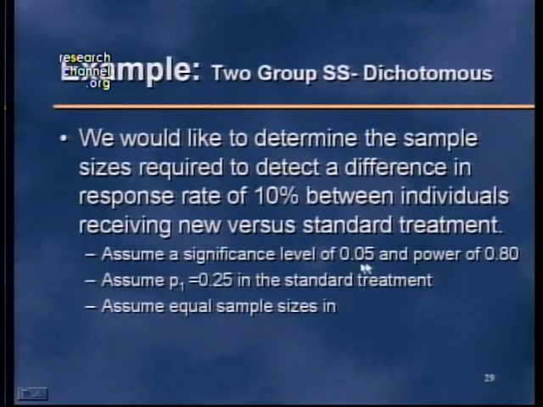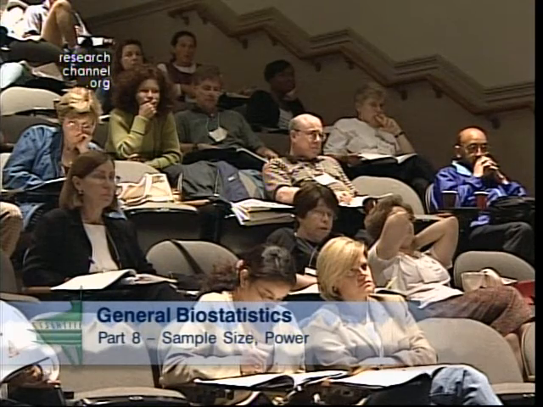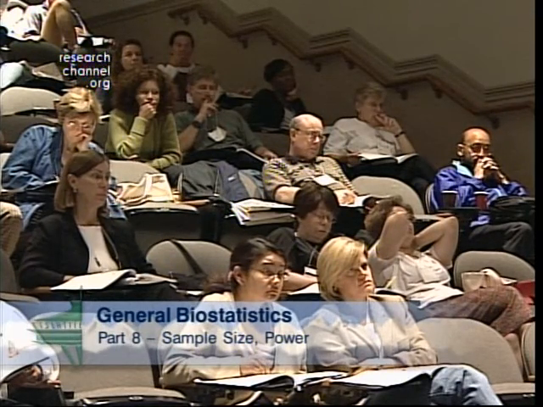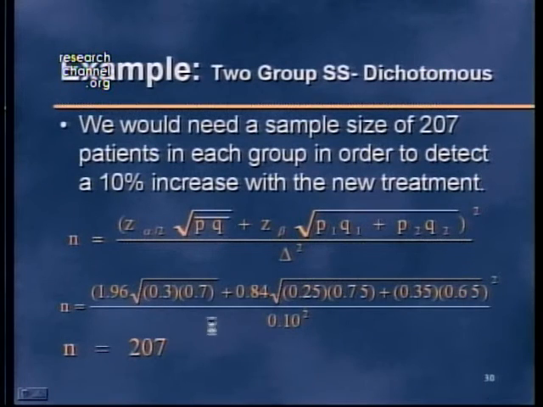So again, I'm going to assume a significance level of 0.05, a power of 0.8, and I will assume that the proportion who respond is 0.25 in the standard treatment because there's been some experience with it in previous studies, and assume equal sample sizes. So if P1 I'm assuming is 0.25 and I'm interested in detecting a difference, delta, of 0.1, what would P2 be assumed to be? 0.25 plus 0.1, or 0.35.